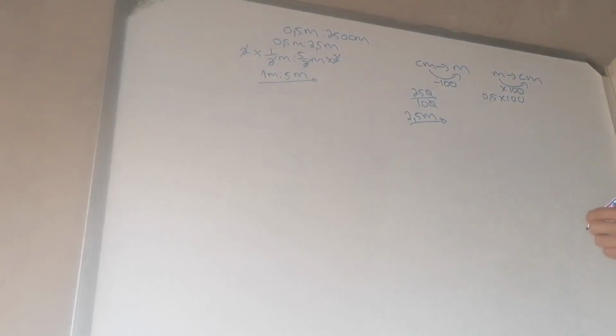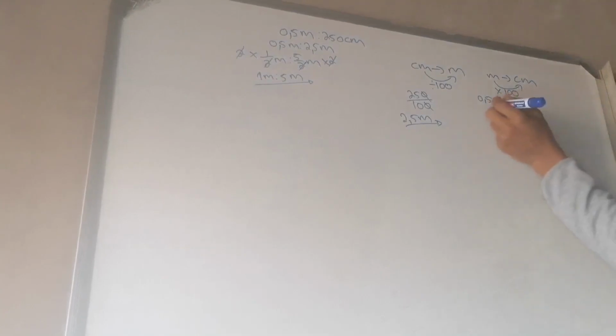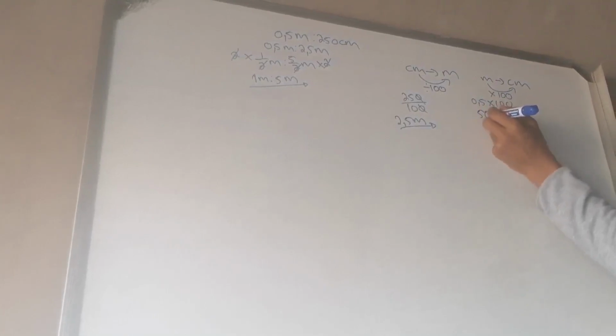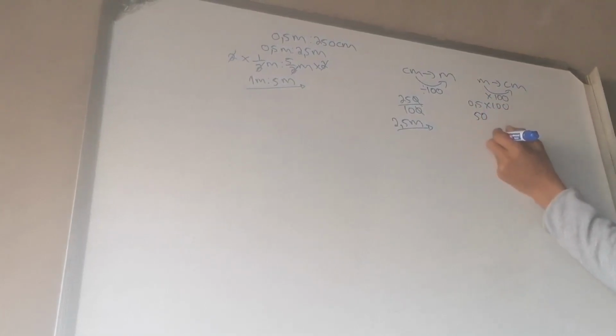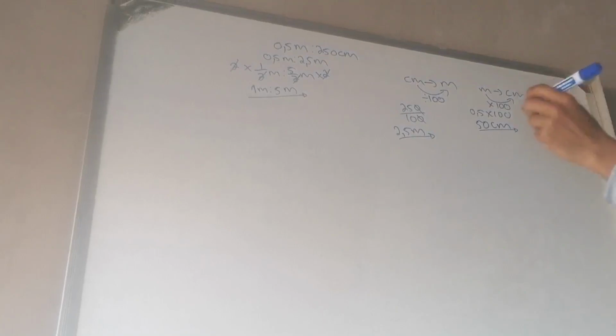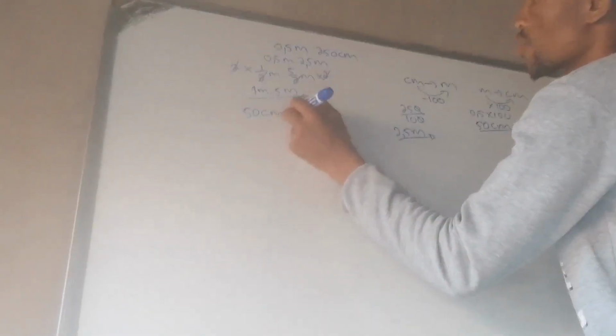Right, what is 0.5 multiplied by 100? What is 0.5 times 100? It is 50, which is 50 centimeters. So 50 centimeters is to 250 centimeters.